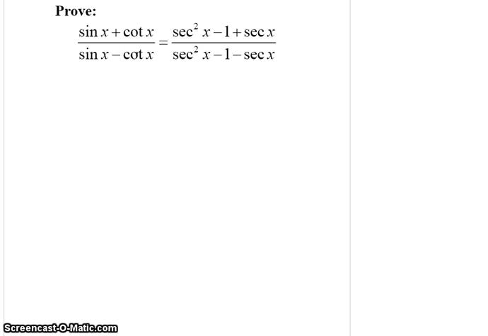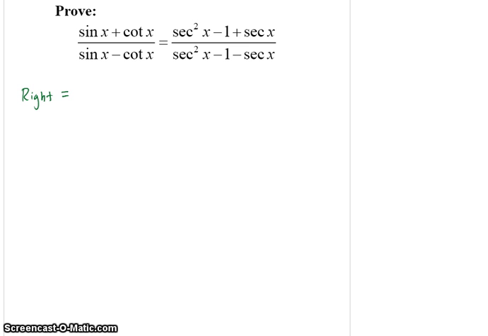Alright, so I'm looking at this, and I'm like, what side should I start with? If I look at the left side, I could easily change everything to cosine and sine there. The right side is a little different. So I'm going to actually start on the right side. I see something that I can do right away.